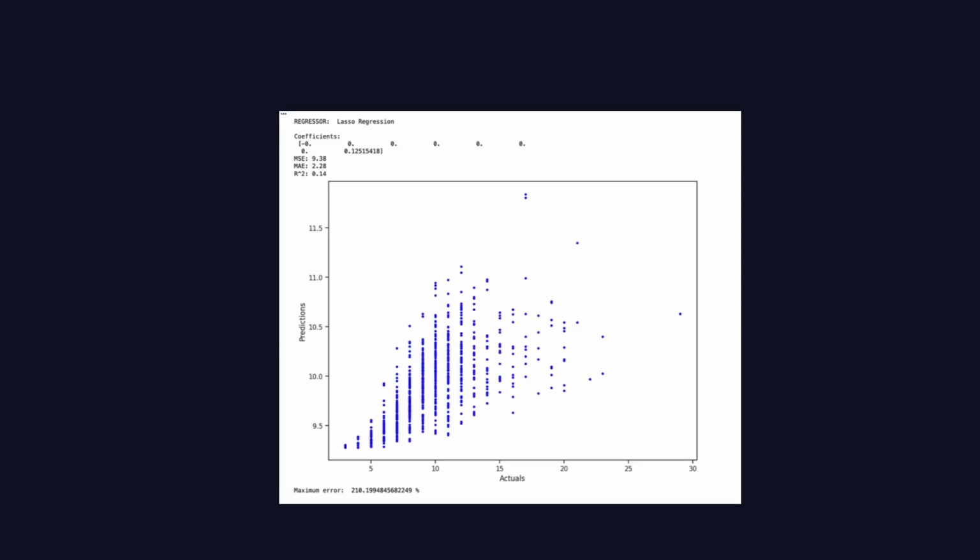And as another example, the lasso failure, we call it a failure of high bias or underfitting. R-square plummeted to 0.14 and MAE surged to around 2.28, with the maximum error rate reaching around 200%. And examining the coefficients, the top 7 features were all compressed to 0, leaving only the last feature, shell weight, with a very trivial weight around 0.125. This is a classic example of underfitting.